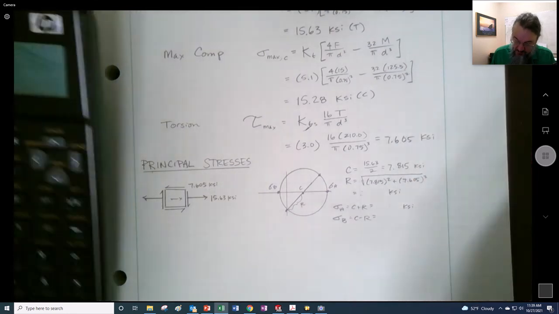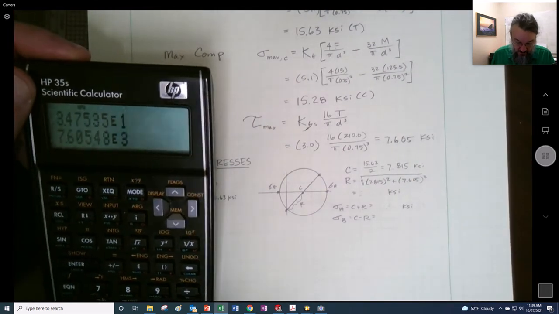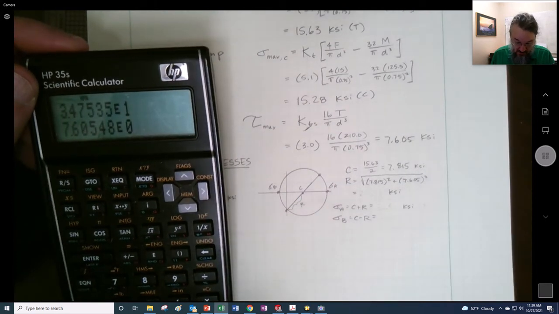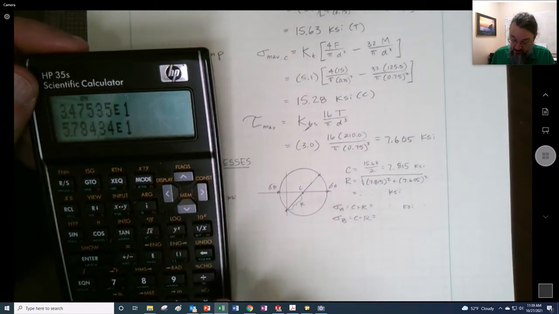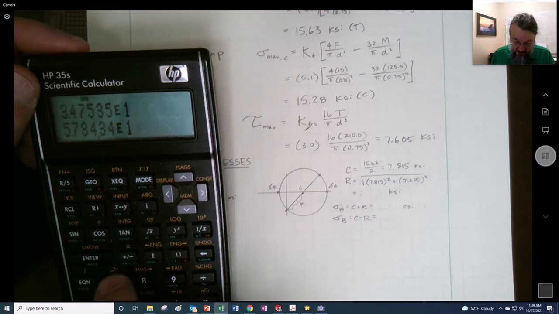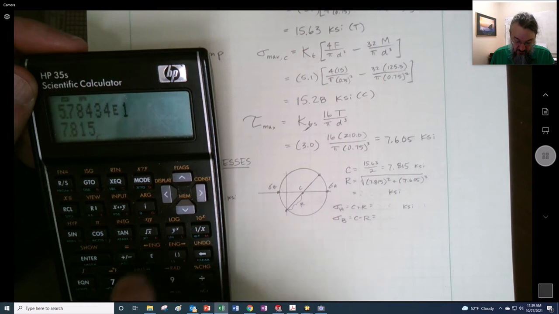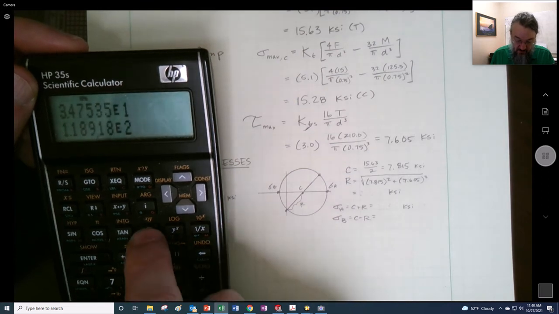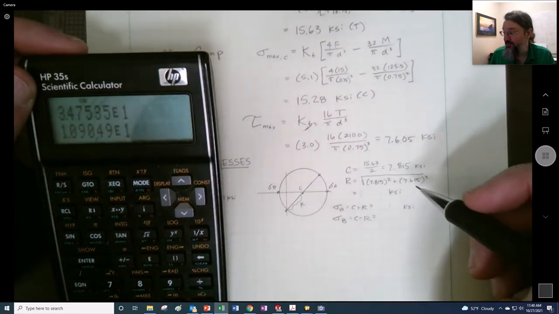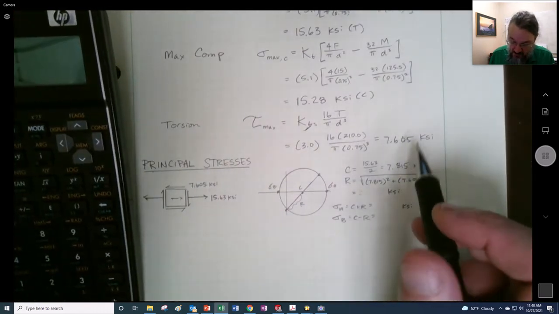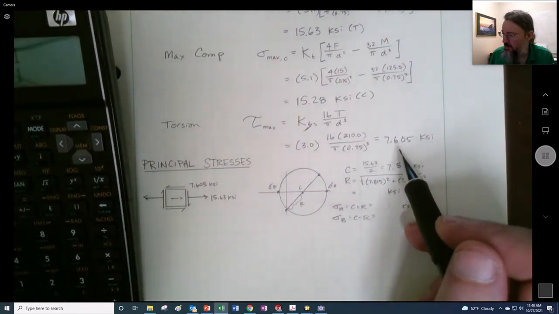7.605, and so let's make that squared and our 7.815 squared, square root. I should get a different number than I just got. Son of a. Say that again.